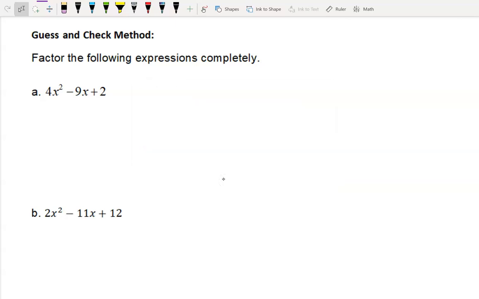Okay, I told you I was going to show you another method. Yesterday we did guess and check. Today we're going to do what's called the decomposition method or grouping method. Okay? And honestly, you don't need this method. If you are comfortable with what we did yesterday, you don't need to do this.